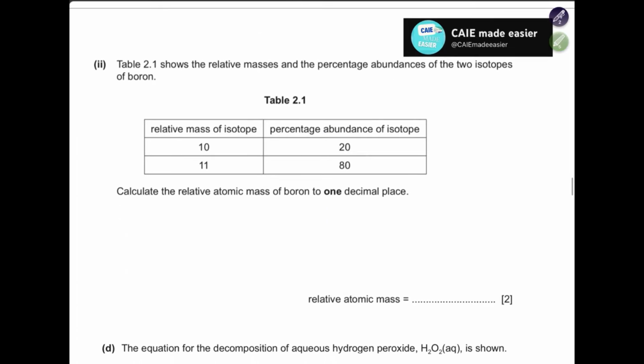Alright, moving on. Table 2.1 shows the relative masses and percentage abundances of two isotopes of boron. Calculate the relative atomic mass of boron to one decimal place. Just 10 times 20% plus 11 times 80%, and we get 10.8.